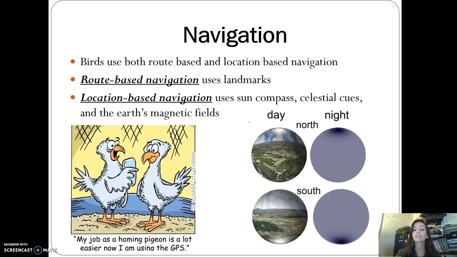Location-based navigation uses different things. So they use magnetic fields, sun compass, and even celestial cues. And if you look here at this picture, you can see day versus night and how they know they're going north versus south.